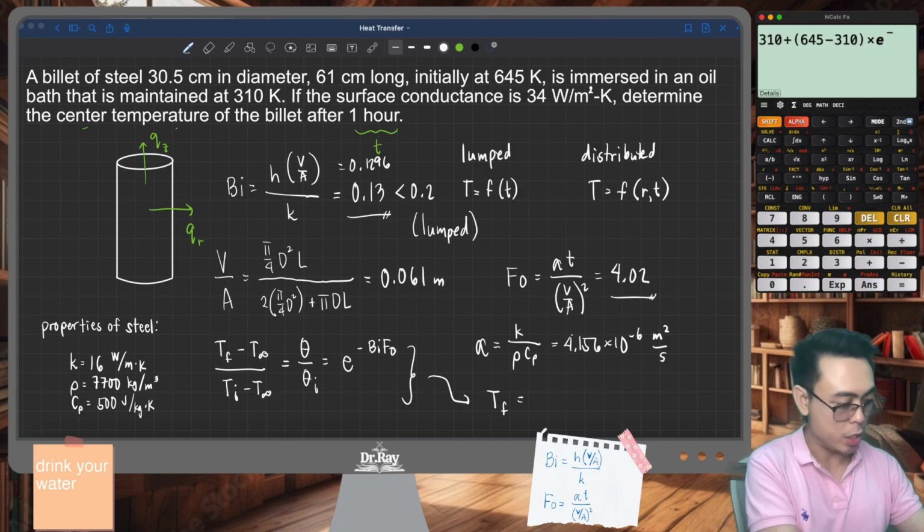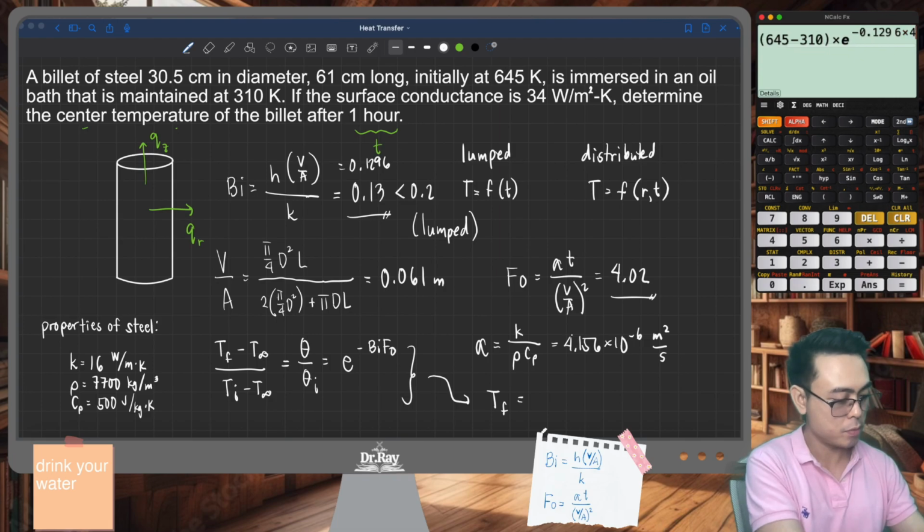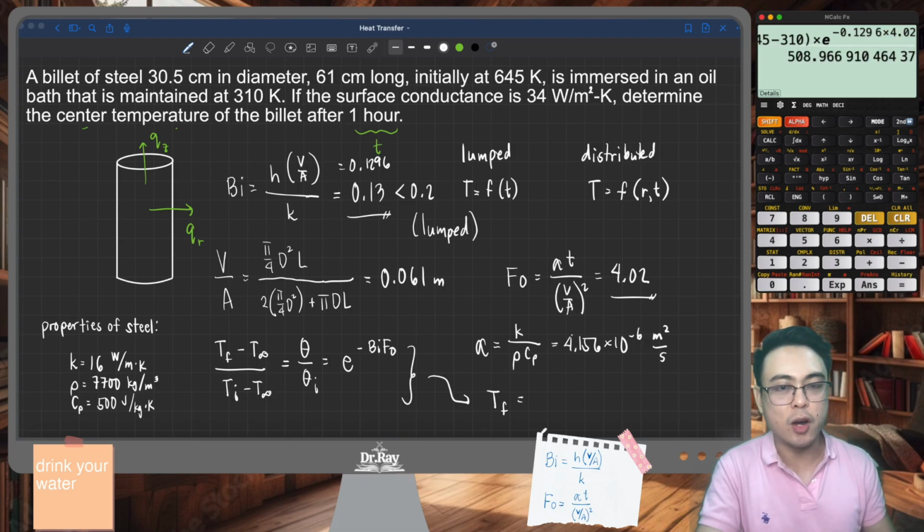Negative Biot times Fourier. This is now my center temperature after 1 hour. Let's round that up to 509 Kelvin.